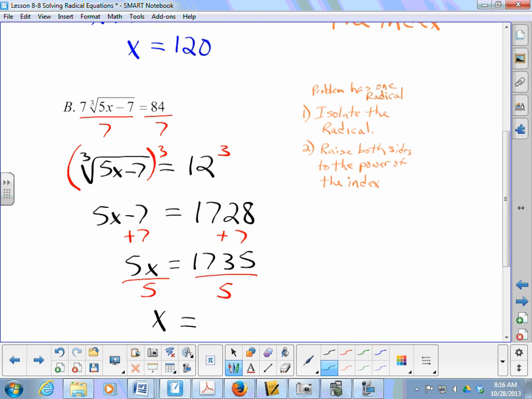What is it? 347. Okay. All right, well, this one's a little bit tougher to check then. So I'll take out my calculator. Let me see, I'm going to write it down first. So I had 7 times the cube root of 5 times 347 minus 7. Does that equal 84? All right, so all I did is replace x with my answer.